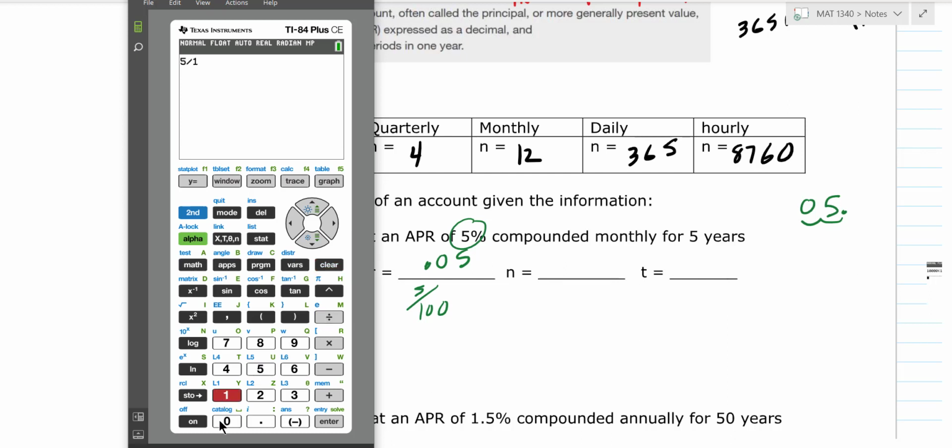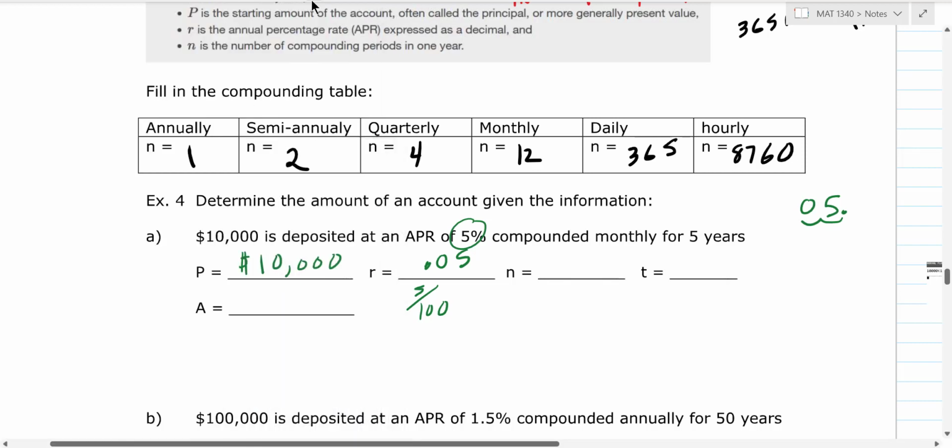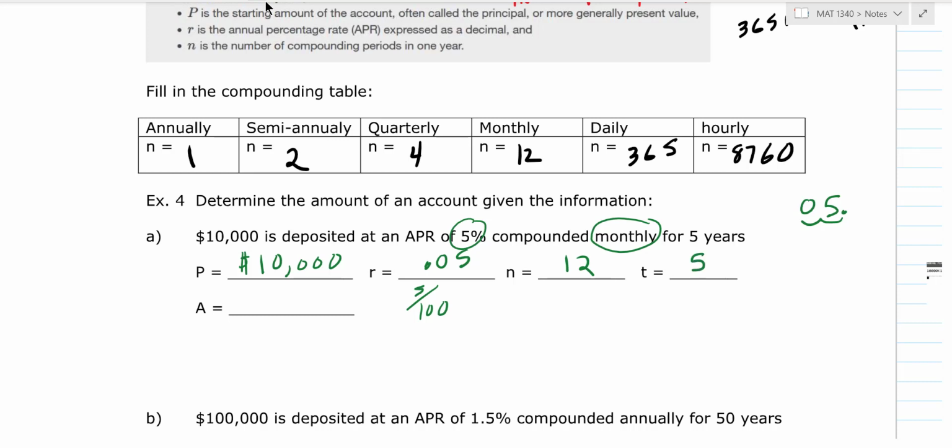So 5 out of 100 is 0.05. You can divide it by 100 or just in your head move the decimal back two. Okay. N, what this says is monthly. So monthly means 12 times you do interest, and then the time is 5 years.